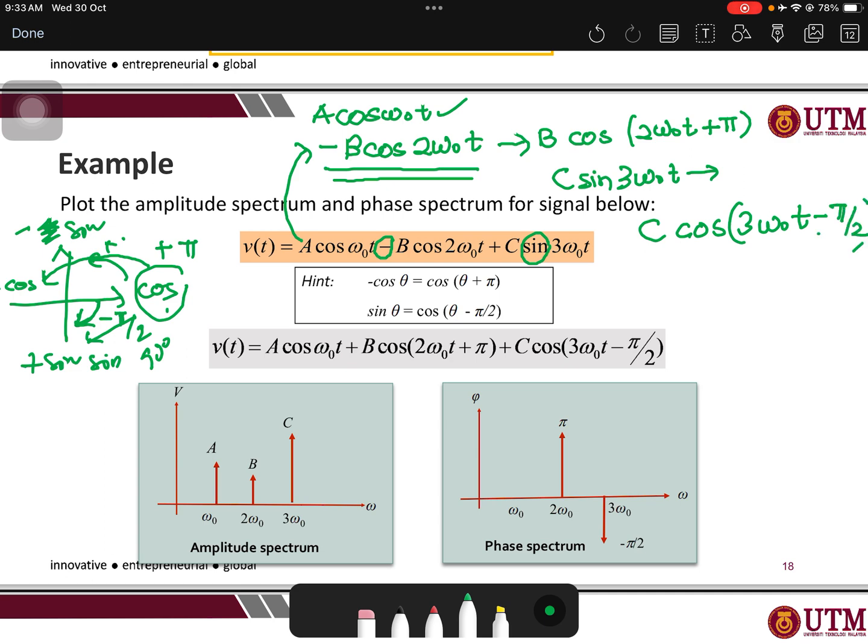It doesn't matter whether it is positive or negative. The rule is that you need to convert to cosine, as long as you remember how to convert any sign, cosine or sine, to positive cosine. That is why you get this one: A cos omega naught t plus B cos 2 omega naught t plus pi, and C cos 3 omega naught t minus pi over 2.